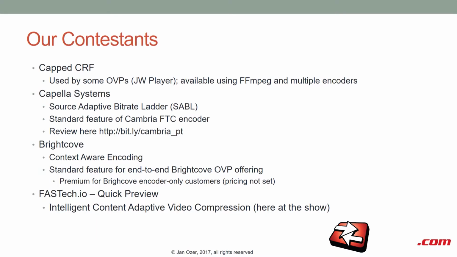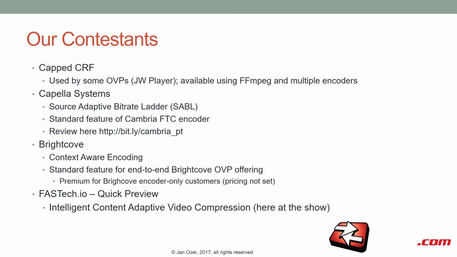So these are the kind of features that we see in the very expensive, very highly developed technologies produced by Netflix and YouTube, and we wanted to see what was available in the technologies that we're looking at. So again, we had 4 systems that we analyzed. CAP CRF is used by at least one OVP, JW Player, and it's available for FFmpeg. X.265 can do CAP CRF, VP9 can do CAP BRF. So it's a pretty accessible technology, and it actually works pretty well, but there are some considerations and some concerns.